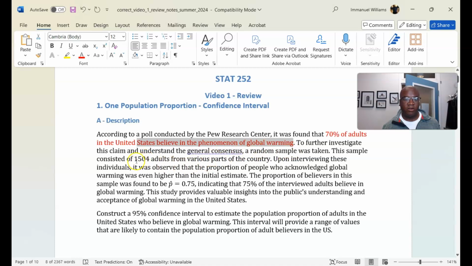Sample was taken, 1,504 adults from various parts of the country. I'll highlight that, and I got ahead of myself. It's a random sample. I'll highlight that. Upon further review, the observed proportion is higher than thought. So this is from the sample, indicating that 75% of the adults believe in global warming.